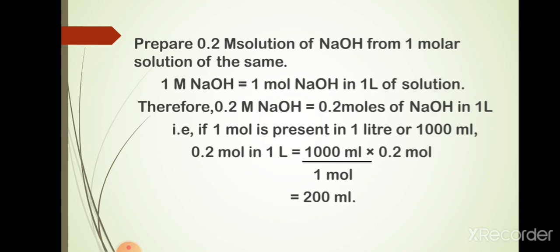Now how much volume of concentrated NaOH should be taken, which contains 0.2 moles of sodium hydroxide? That can be calculated as follows: if 1 mole is present in 1 liter or 1000 ml, then 0.2 mole is present in 1000 ml divided by 1 mole, into 0.2 mole. That gives 200 ml. Thus, 200 ml of 1 molar NaOH is taken out and we dilute it up to 1 liter by adding water.